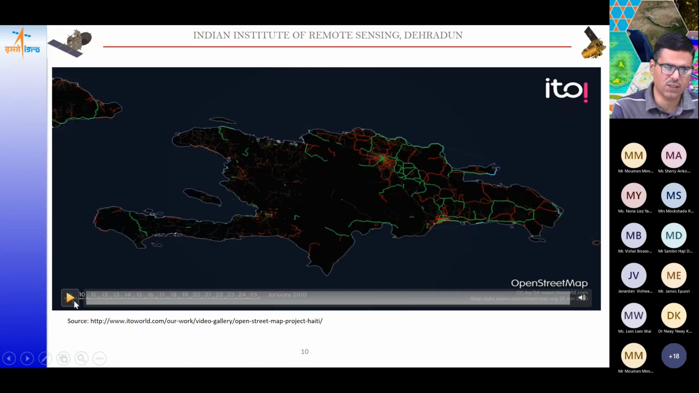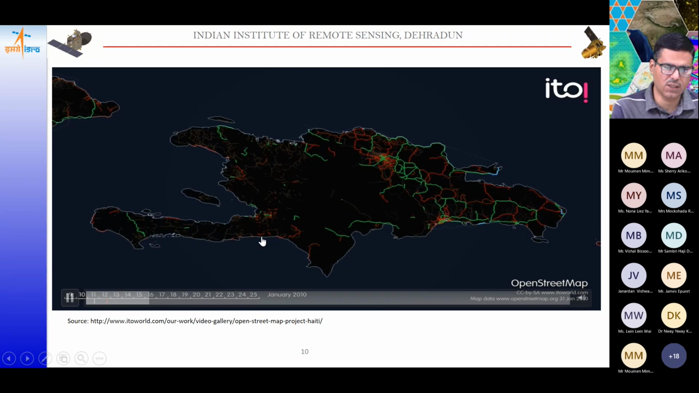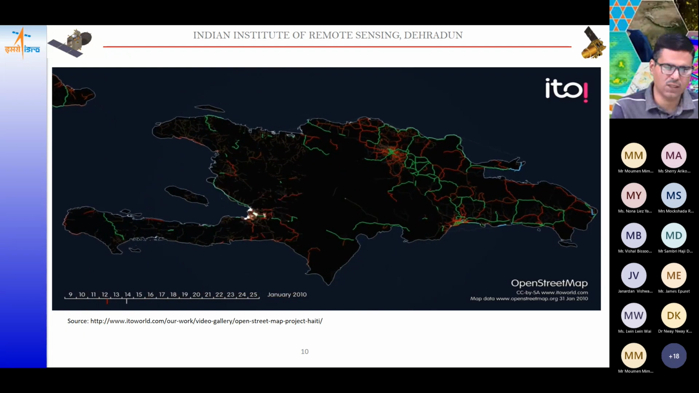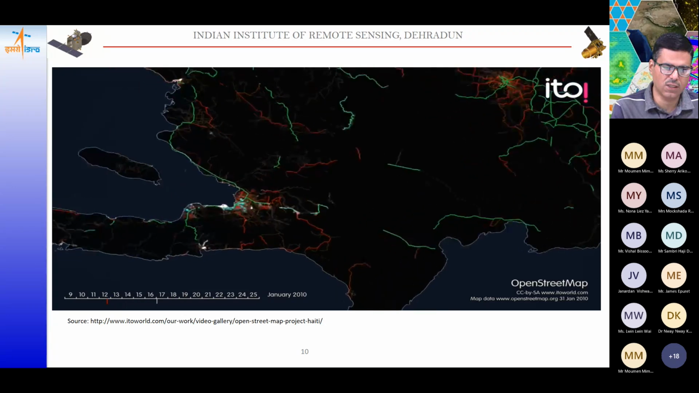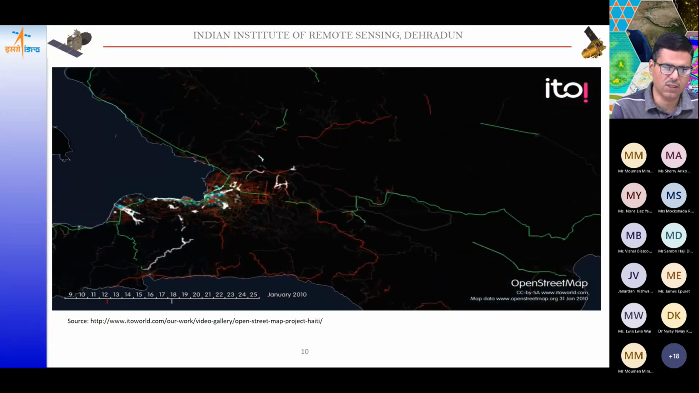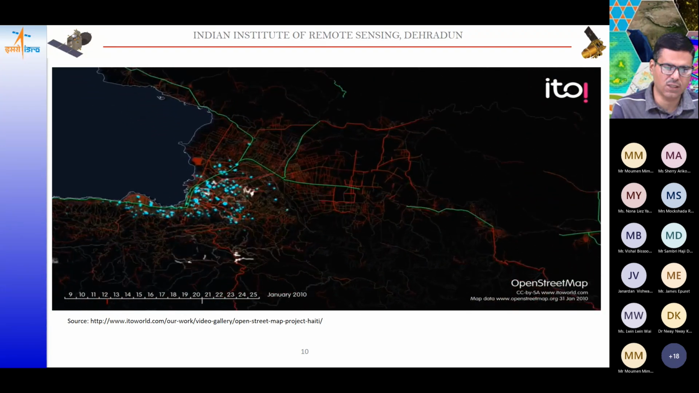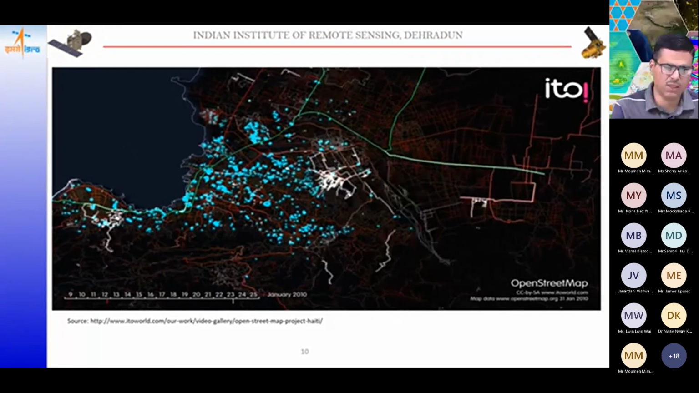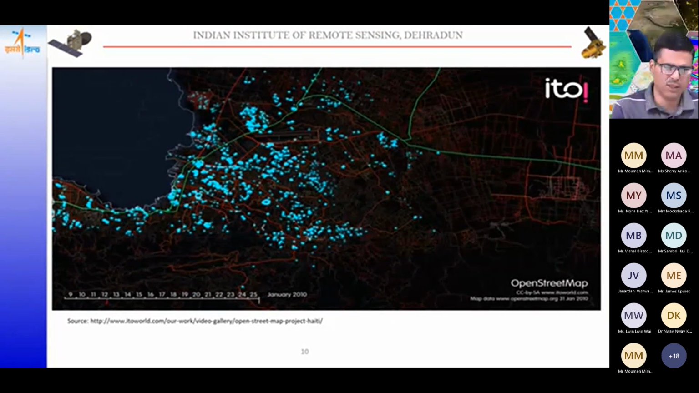Now let's understand with this animation. As I said, initially there was no proper mapping, and all the roads and segments were not mapped. The moment the earthquake hits, you can see that volunteers have started contributing data and mapping the places. From the 12th onwards to somewhere at the end of January 2010, people just contributed towards the mapping effort, and this becomes a very useful data set wherein the rescue and aid workers were able to plan their operation in an optimal manner.